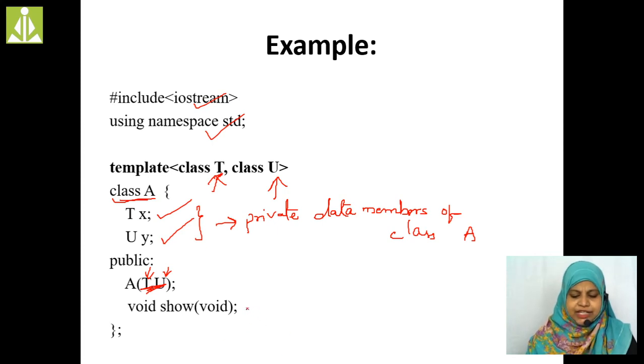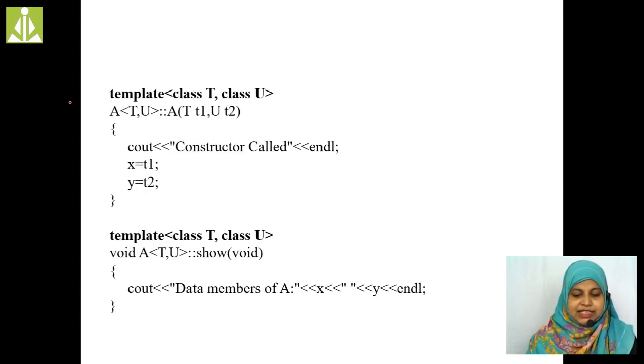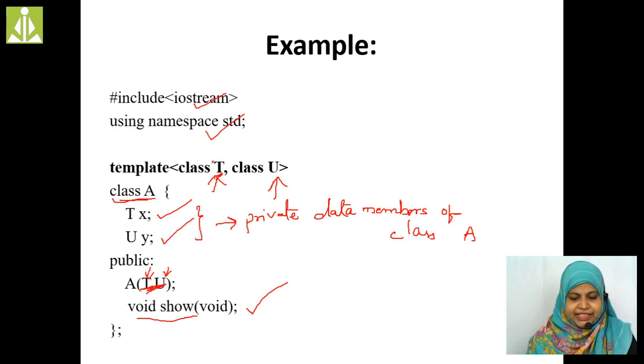Next, here I am going to define the void show method. Whenever we create any object of class A, it is going to invoke this A constructor. This constructor has two parameters, T comma U. T is related to class T, U is related to class U. Now this is the parameterized constructor A T comma U, so we have to write the code for the parameterized constructor.